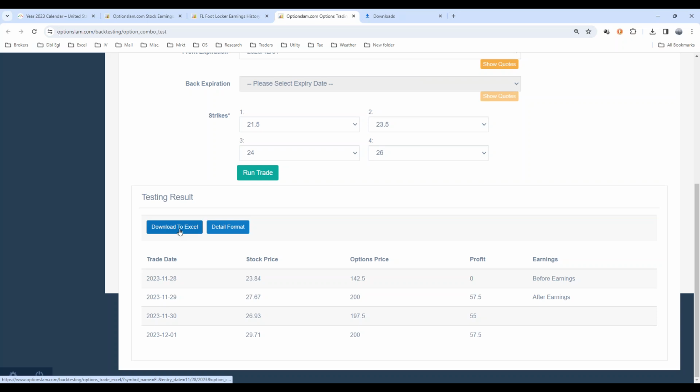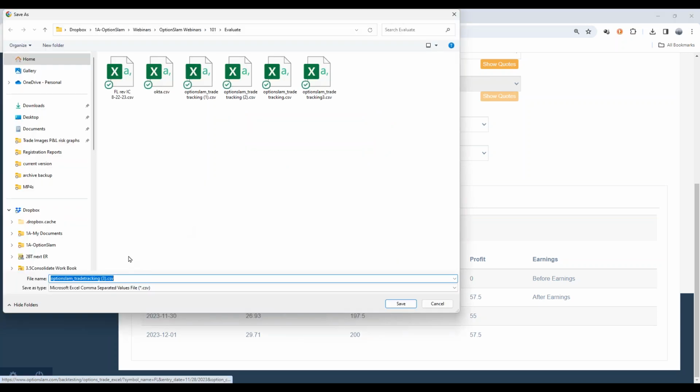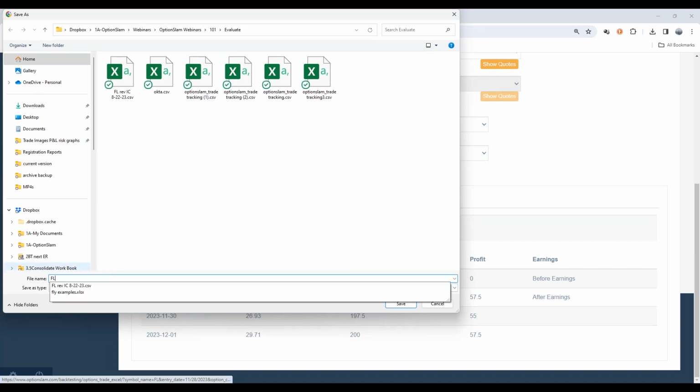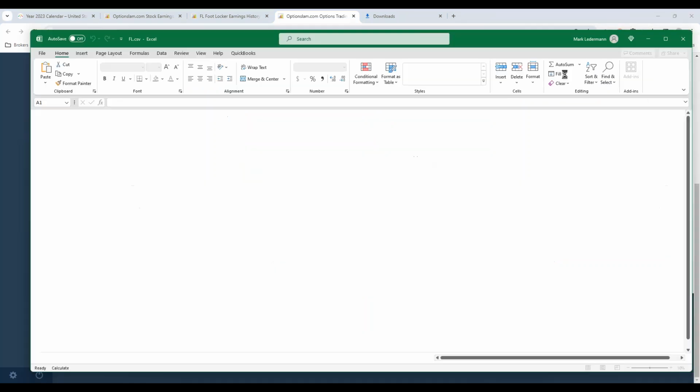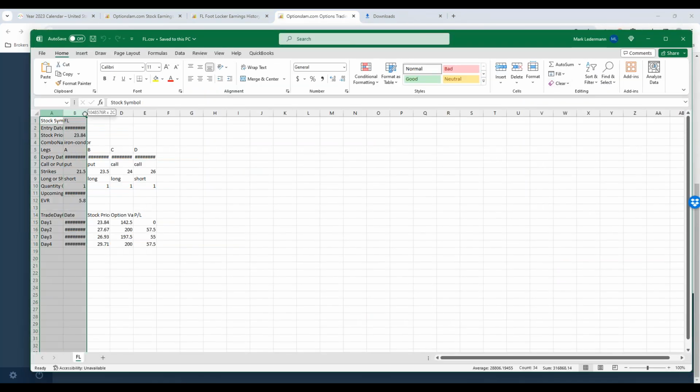We can download this to Excel just like I did with the OCTA trade. Let's do that a minute. Let's go ahead and download to Excel. We'll just click that button and we'll name this FL. Enter. And that's it. And then let's look at our trade downloaded to Excel, and there it is.